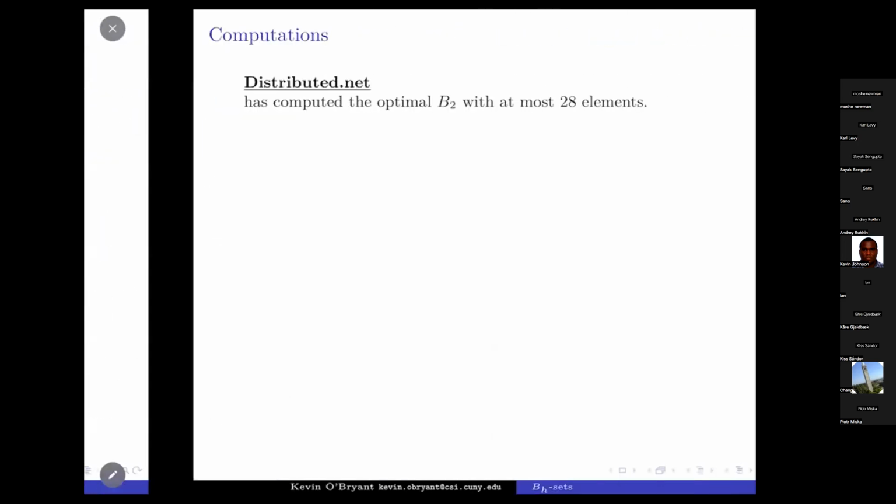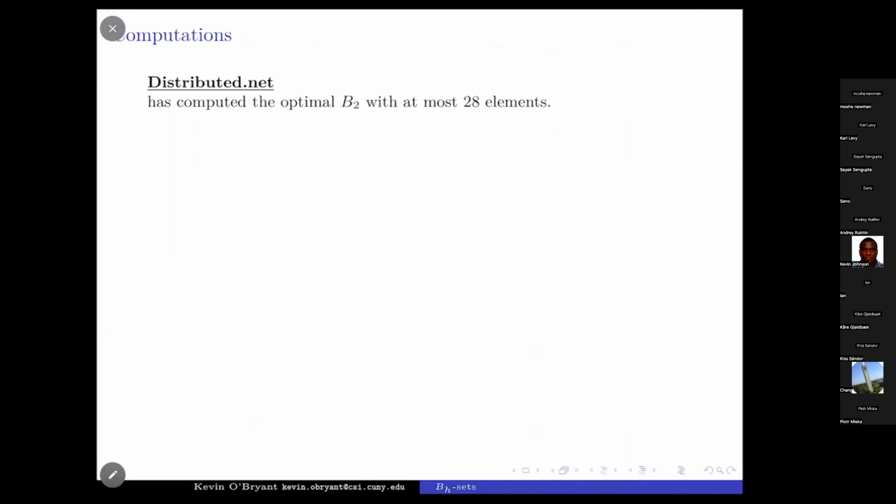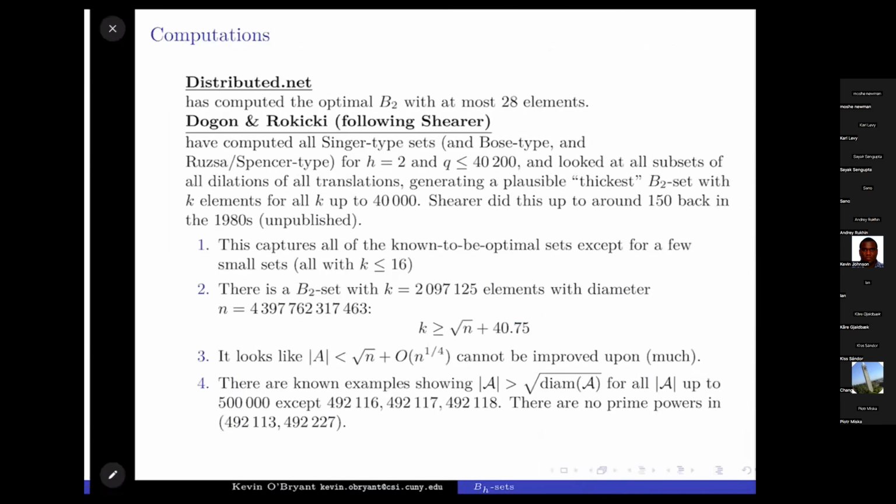Okay, so there have been a lot of computations around B2 sets. So distributed.net, they do these distributed computations. They spent 8 years on tens of thousands of machines computing the optimal Golomb ruler. That's a B2 set with 28 elements. That's the biggest computation I'm aware of. And it's for B2 sets.